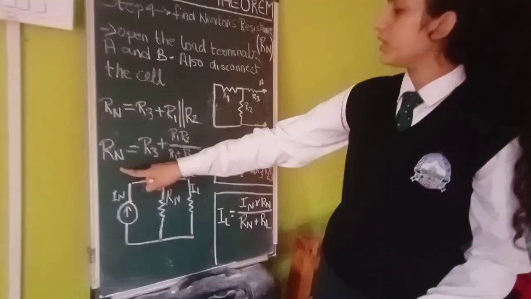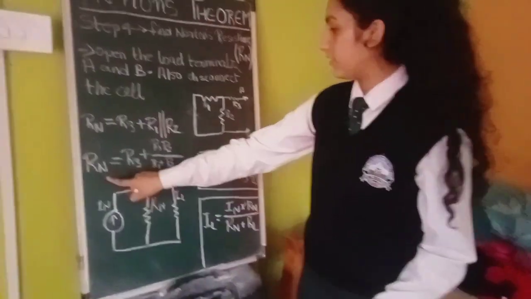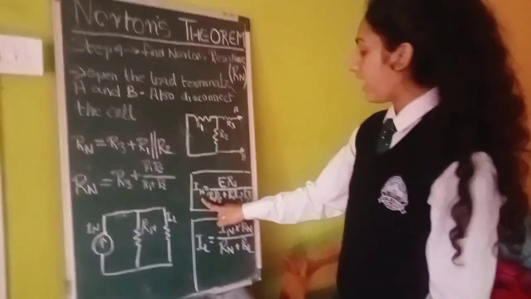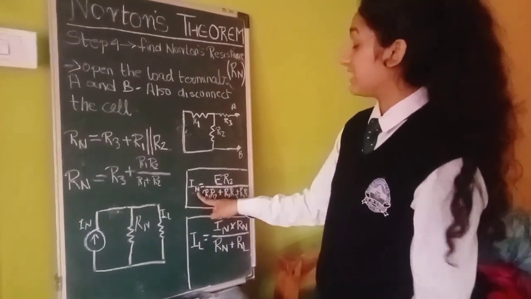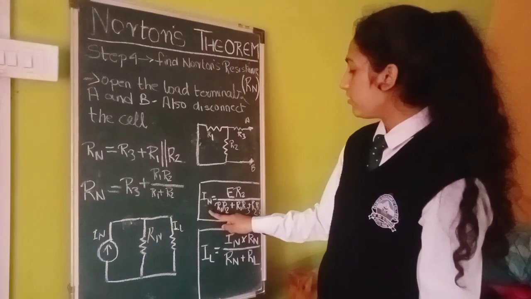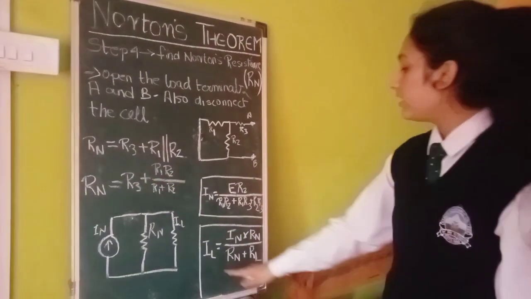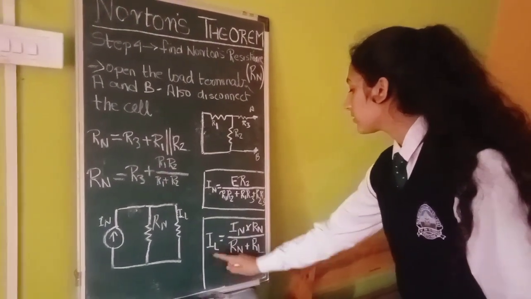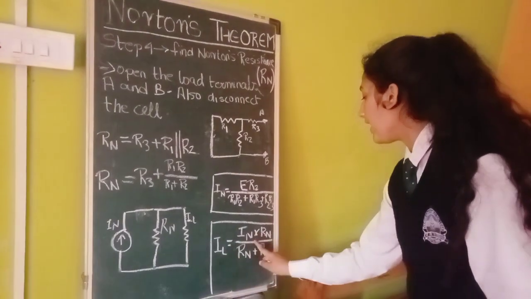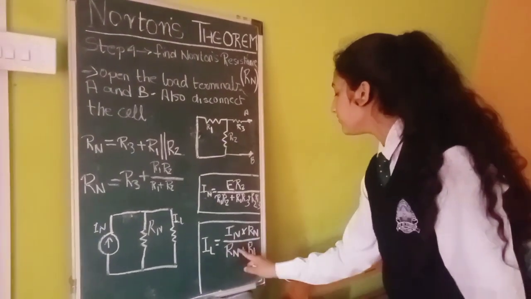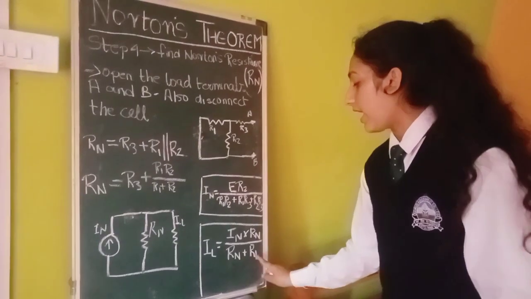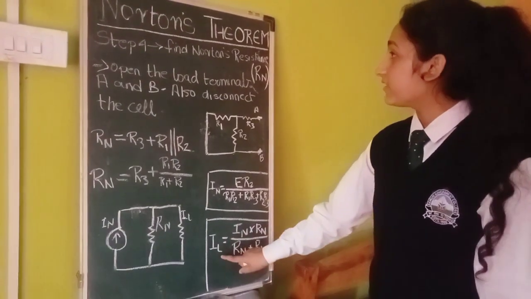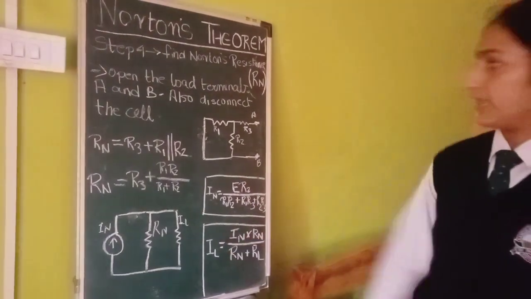So, we have already got the value of Rn from the equation, and also we have got the value of IN from step 3. So, by putting the value of IN and RN in the equation IL, that is IL equals IN times RN whole divided by RN plus RL, we will easily get the value of IL.